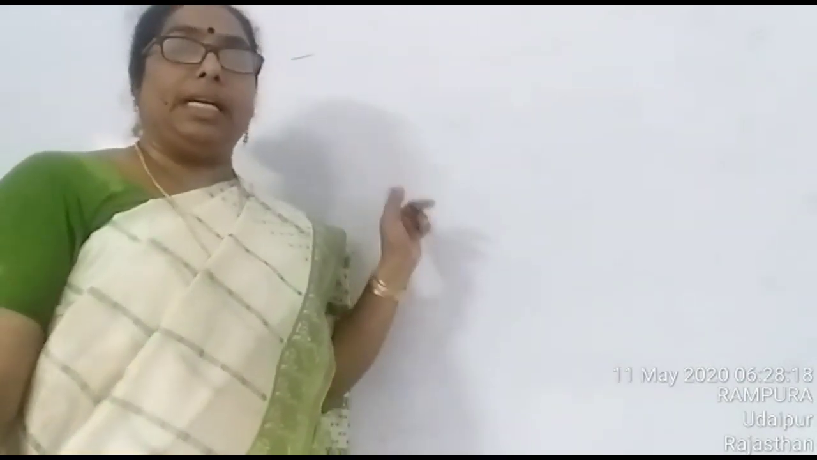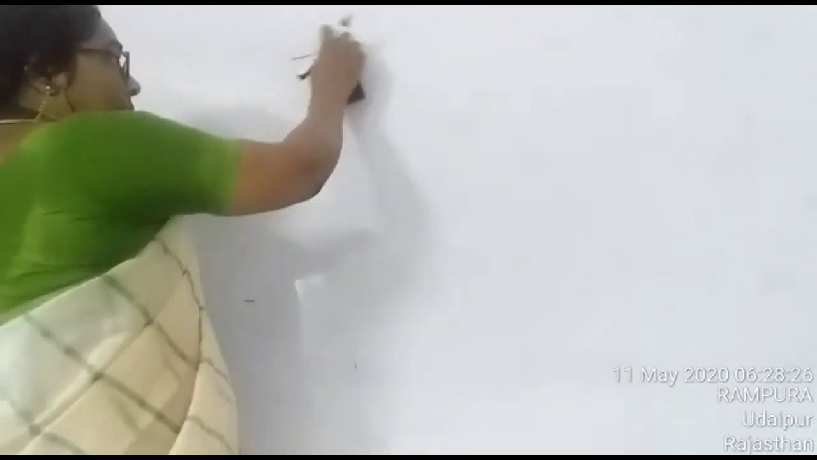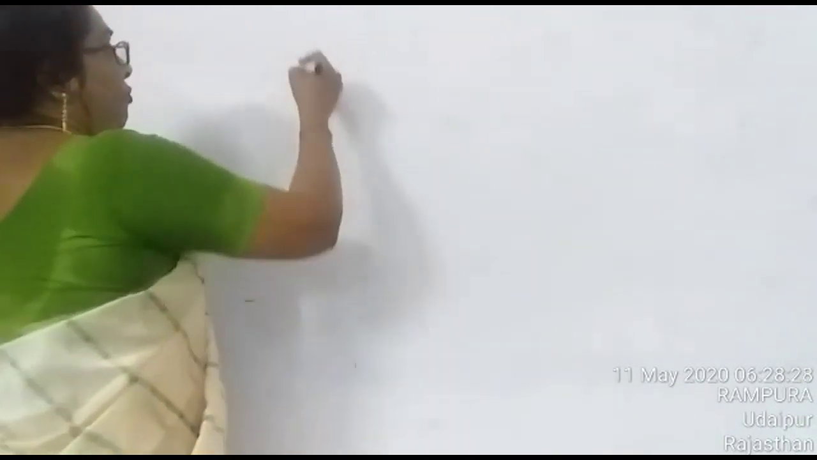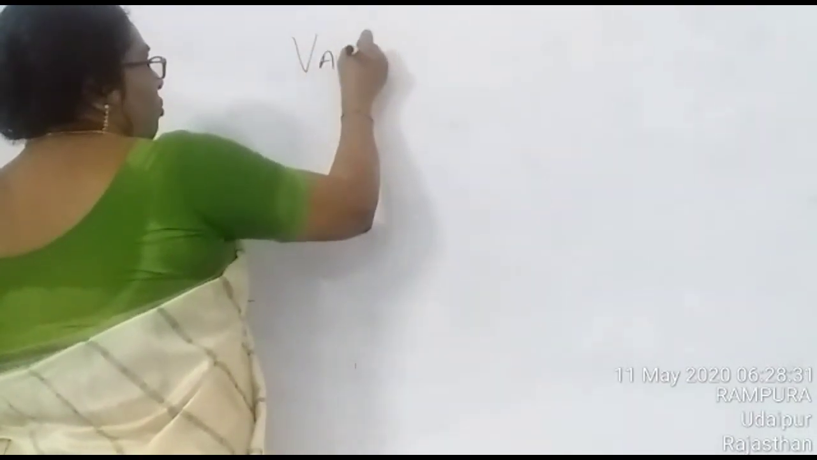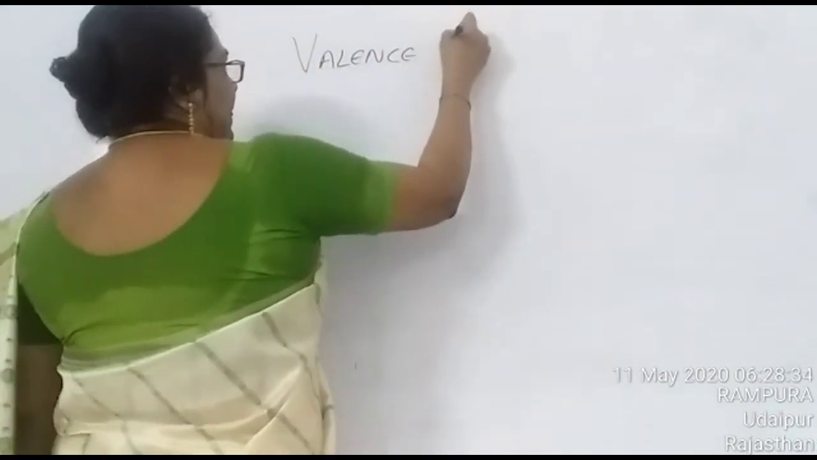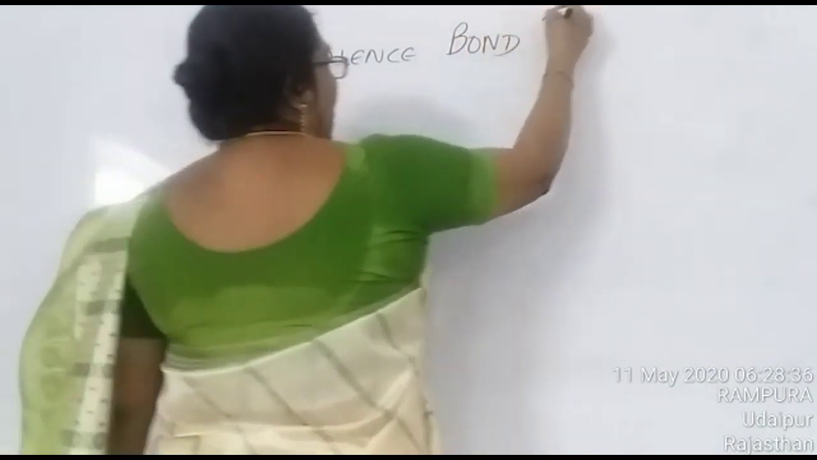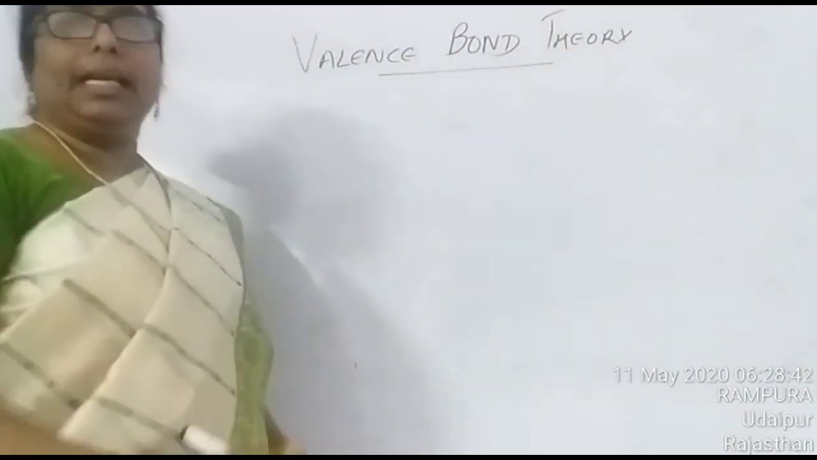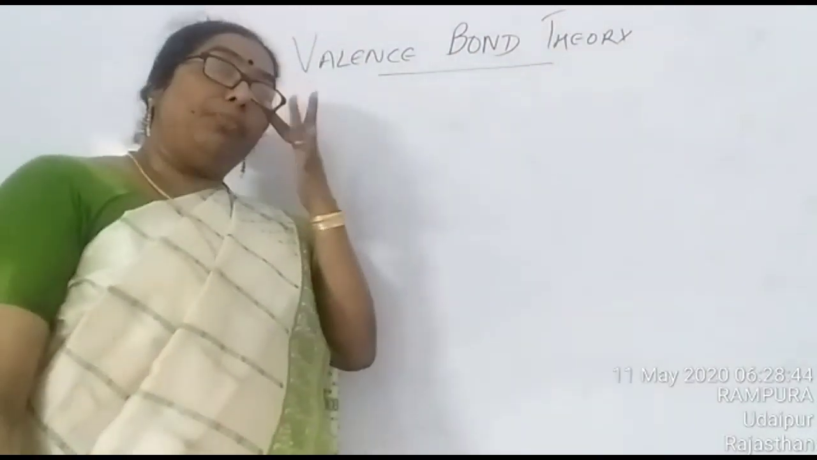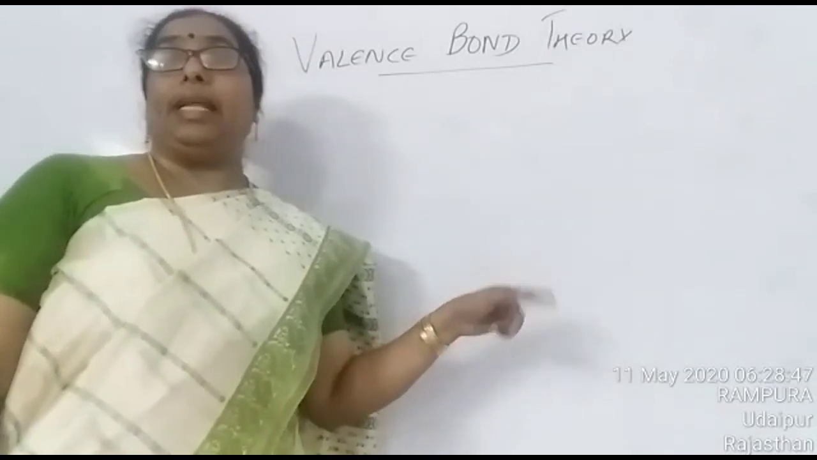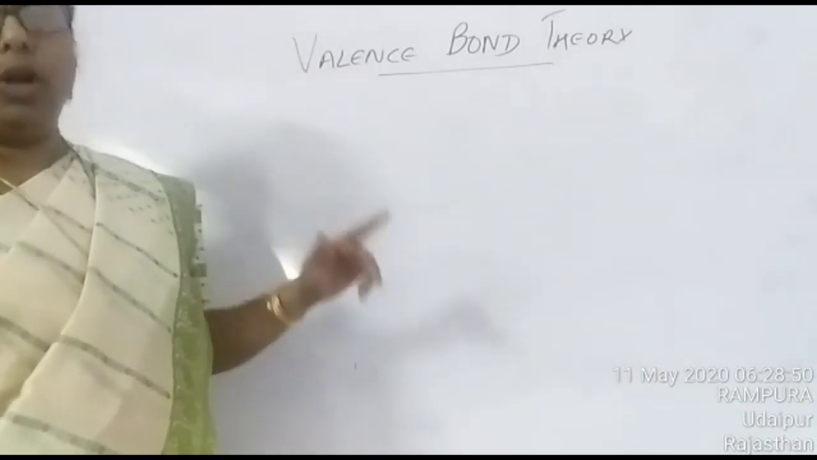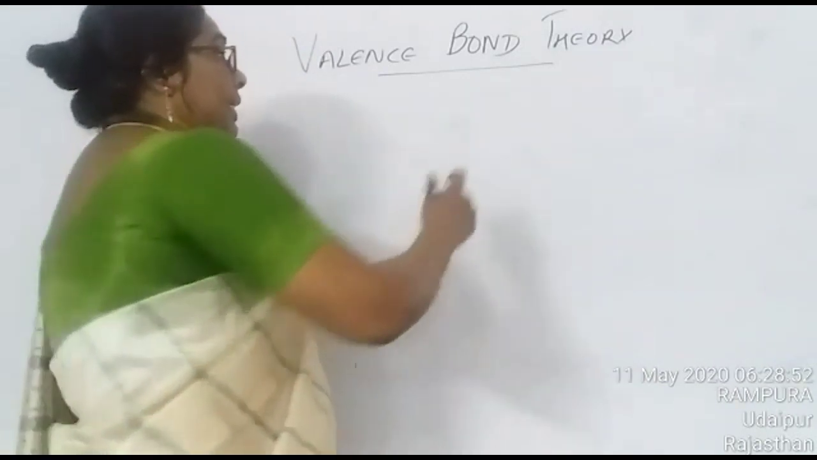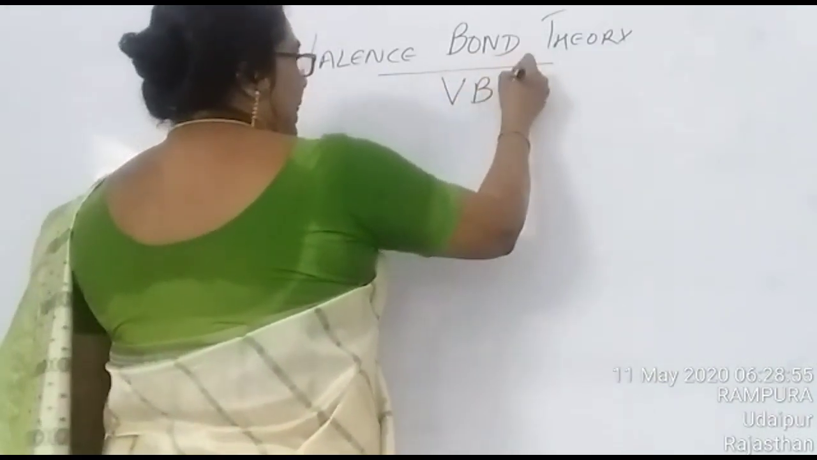Children, even though we have started our class with covalent bond and valence bond theory, we didn't mention the postulates of valence bond theory. So now let us study the postulates of valence bond theory. Valence bond theory, we can consider it as VBT also. As I told you, this theory was first put forward by Heitler and London, and further it was improved by Pauling. So valence bond theory is otherwise termed as VBT.